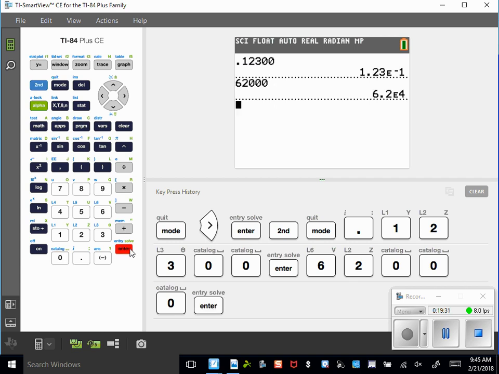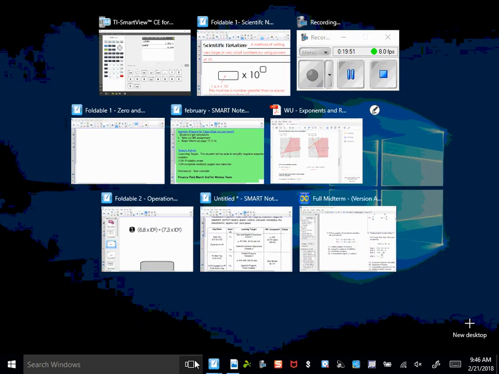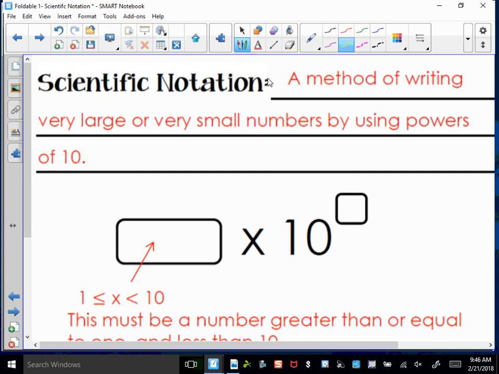Okay, 62,000, hit enter. So if I were to read that or write it on my paper, I would write it as 6.2 times 10 to the 4th power. It's cool, isn't it? I know, it's cool. So this particular foldable one, it's just going to be a matter of practicing with typing it in. So let's go back to our foldable.